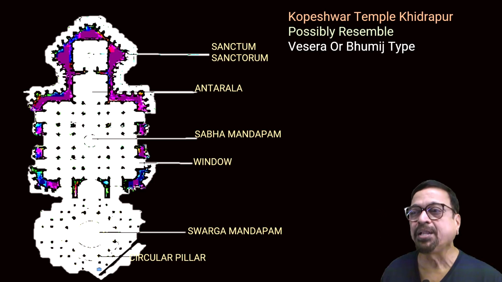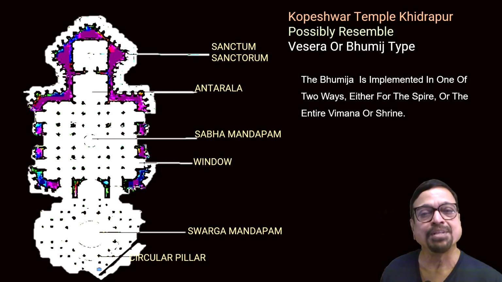Now Kopeshwar temple possibly resembles... Now there are different schools of thought, Vesara or Bhumija type. Bhumija because it just appears as though it is emerging from the land. Bhumija is implemented in one of two ways, either for the sphere or for the entire Vimana or shrine. Vimana is a South Indian word for the shikharas.